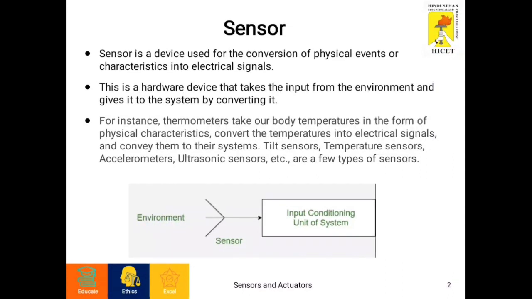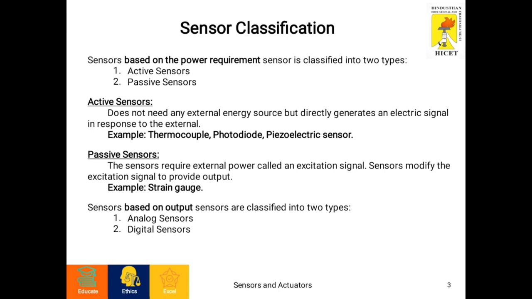Let's see about sensor classifications. Sensors based on the power requirement are classified into two types: active sensor and passive sensor. Active sensors provide their own source of energy to illuminate the objects they observe. Few examples of active sensors are thermocouple, photodiode, and piezoelectric sensor.